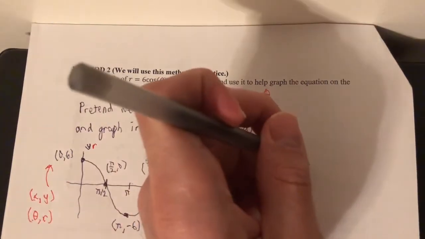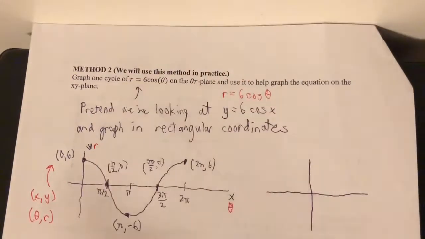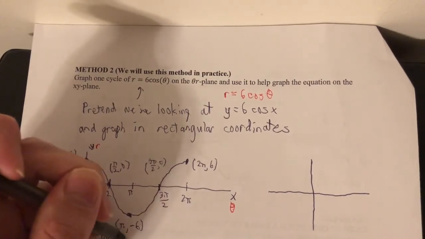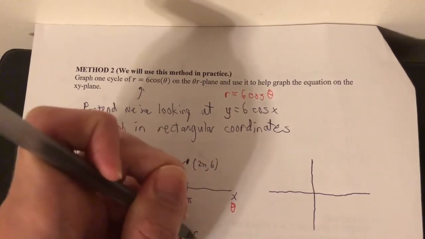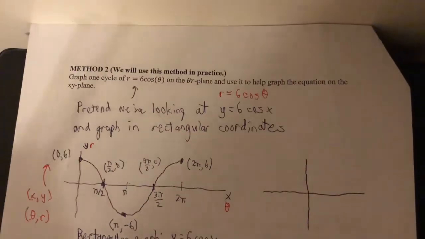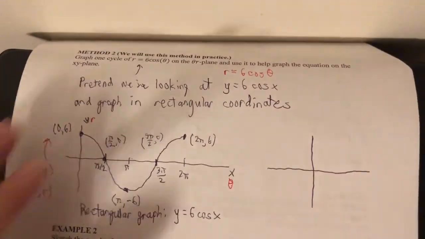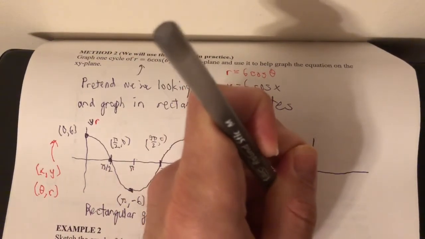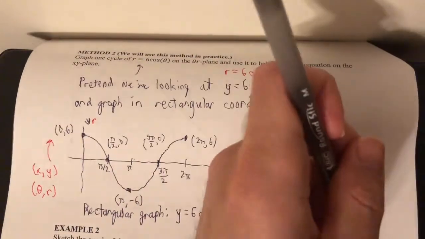Now what I'm going to do is I'm going to convert. So here's rectangular. There's the rectangular graph, y equals 6 cosine of x. And I'm going to move now to the polar graph. So move this down. I'm going to move to the polar graph, r equals 6 cosine of theta.